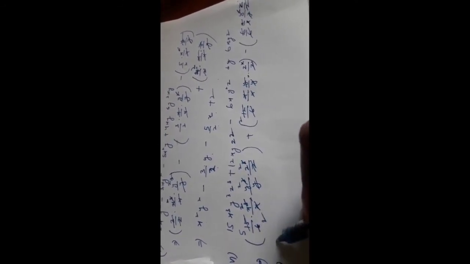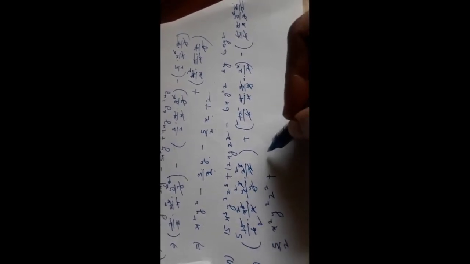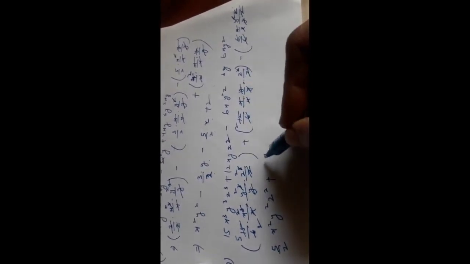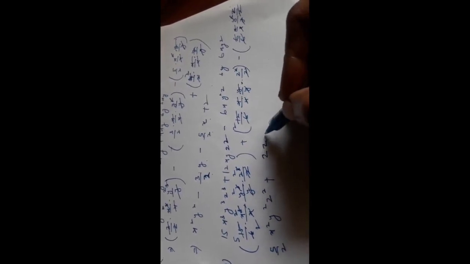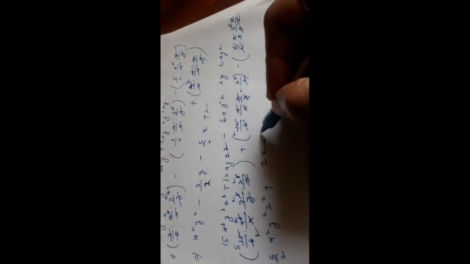Now see what we are left with. We are left with 5 by 2 x square y square z square plus 2, only z is remained here, 2z, and minus what is remained here, only y is remained here. So the answer of sixth part of question number 2 of exercise 6.3 is 5 by 2 x square y square z square plus 2z minus y.